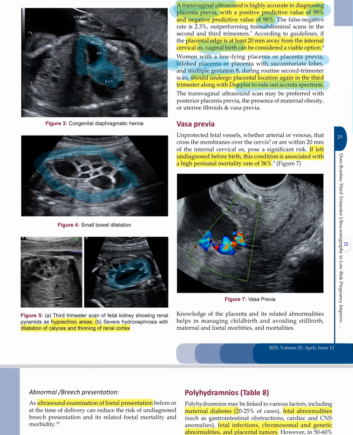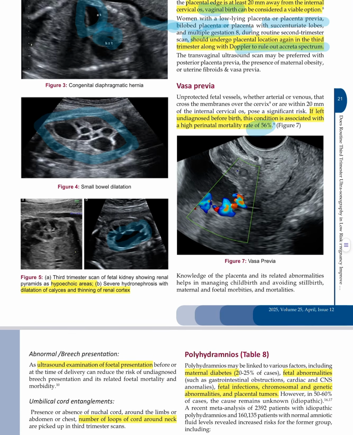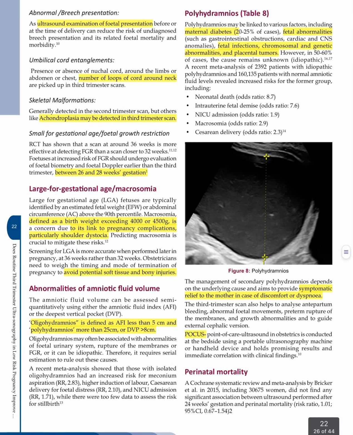Vasa previa, if it is undiagnosed before birth, then there is higher mortality. So if you want to rule out vasa previa, you should go for third trimester ultrasound. Presentations like breech presentation, cord entanglement like multiple loops around the neck, and skeletal malformations like achondroplasia will also be monitored from 26 to 28 weeks onwards. Large for gestation, an estimated weight of 4 or 4.5 kg or more, can be seen. Amniotic abnormalities: you can see oligohydramnios with AFI less than 5 centimeters, and polyhydramnios with AFI more than 25. If there is polyhydramnios, you can suspect maternal diabetes, fetal abnormalities, fetal infection, or chromosomal or genetic abnormalities as well.